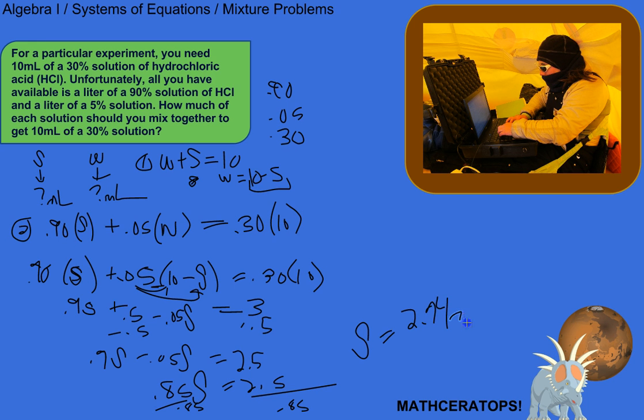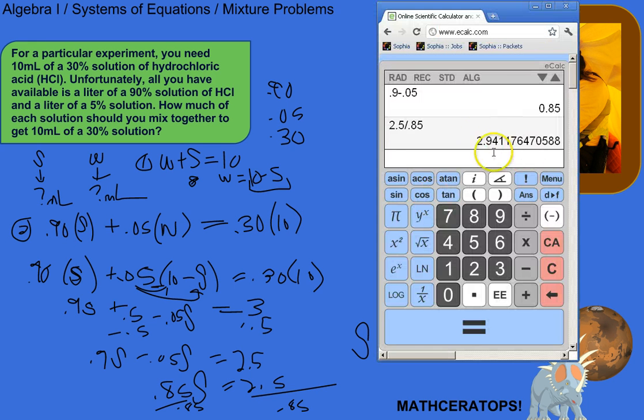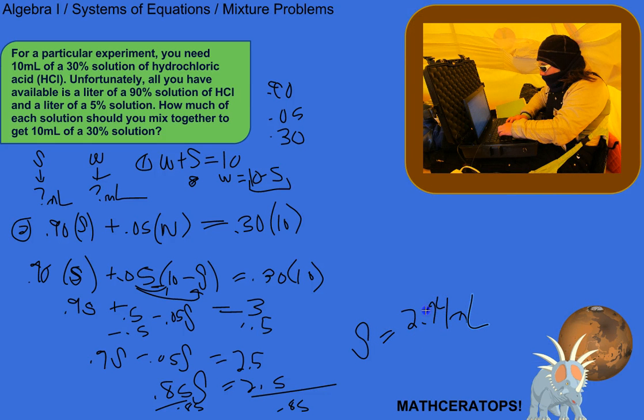Now I'm rounding to make this easier. If you're a scientist in the field and you know you need to be precise, don't round as much as I'm rounding. Okay, so we want 2.94 milliliters of the strong solution. So the weak solution is the 10 milliliters minus the strong. So how much of the weak solution do we want? It would be 7.06 milliliters.